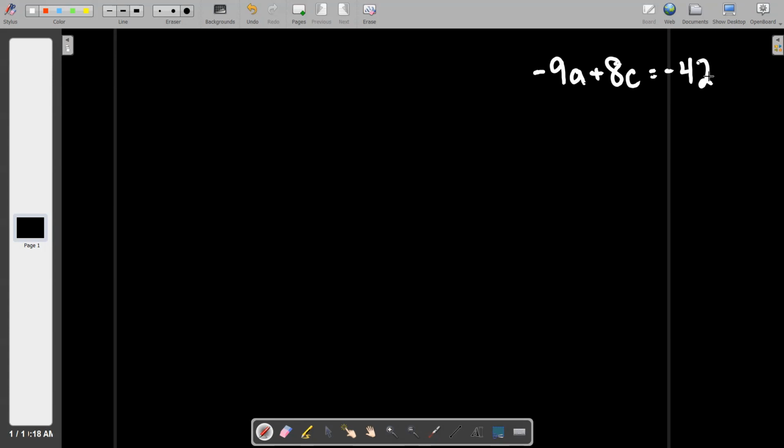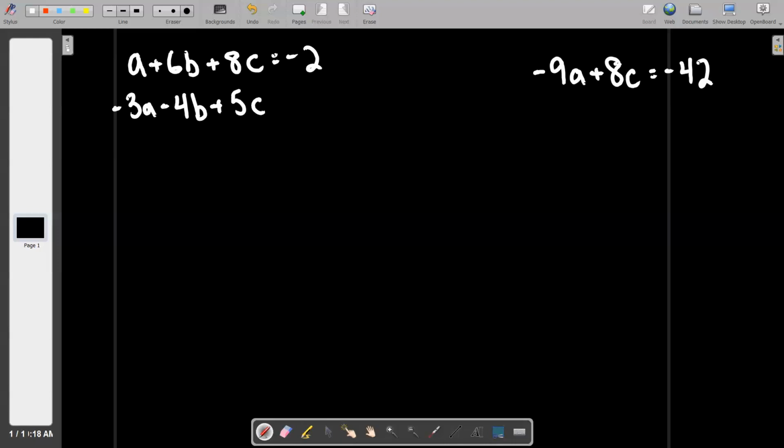Now, can I make that? Yes, I can. And so I'm going to go back to my original system and look at row 1, which is right here, a plus 6b plus 8c equals negative 2. And then I'm going to look at my original row 3. Of course, I'm leaving out row 2 because I plucked it out and moved it over to the right-hand side of the screen. So my mission right now is to make another equation that doesn't have a b. I need you to stop me here and ask if that doesn't make sense.